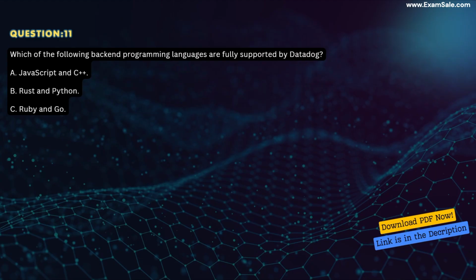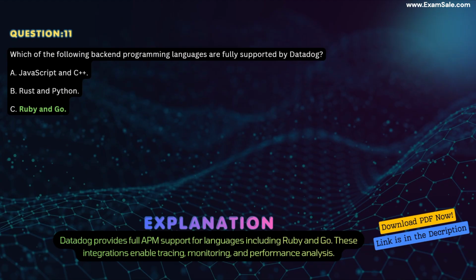B. Rust and Python. C. Ruby and Go. Correct answer: C. Ruby and Go. Explanation: Datadog provides full APM support for languages including Ruby and Go. These integrations enable tracing, monitoring, and performance analysis.